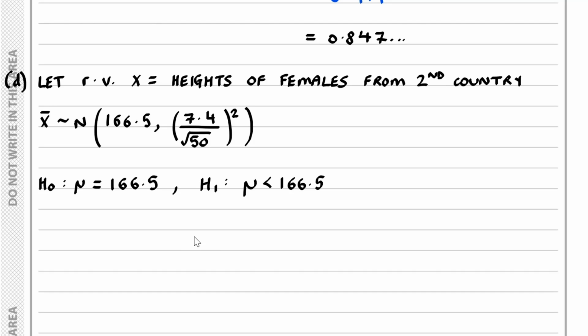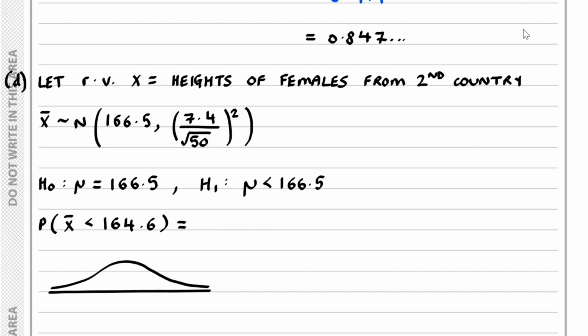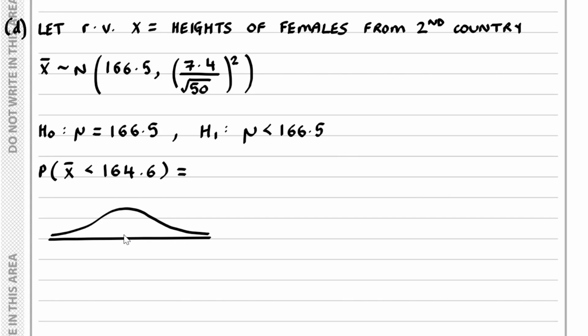Now, what we'll do is we'll find the probability that x bar, the mean, is less than 164.6. So let's work this out. Here we've got our diagram. 166.5 goes here. Here we've got 164.6, and then let's calculate this probability.